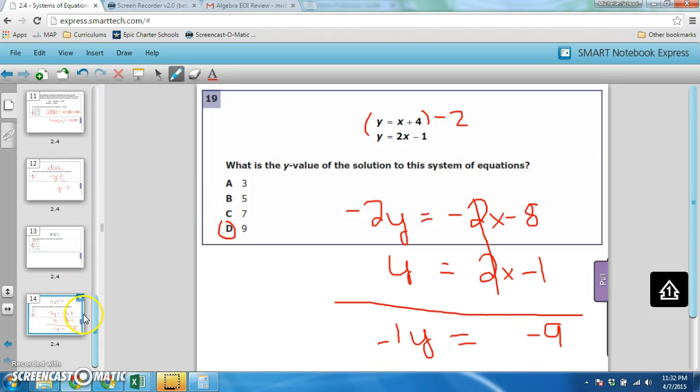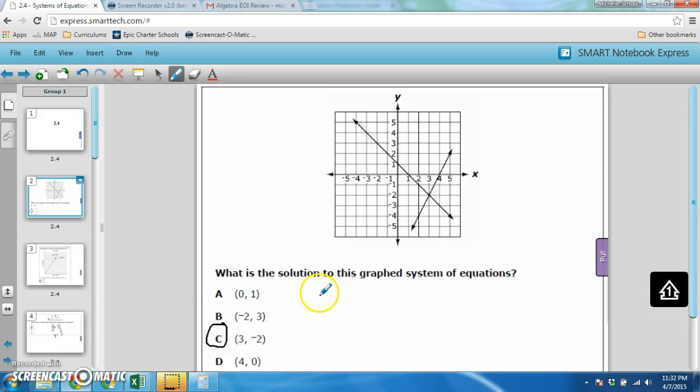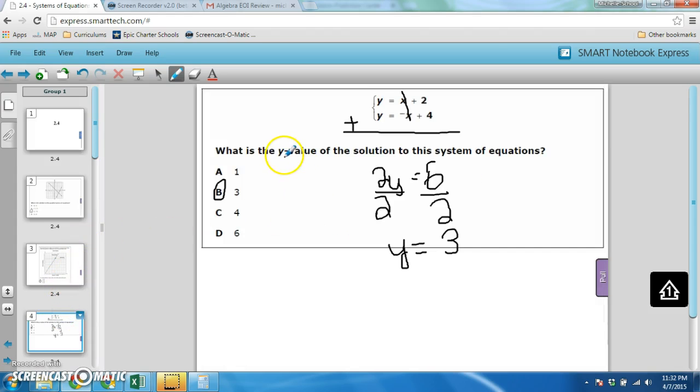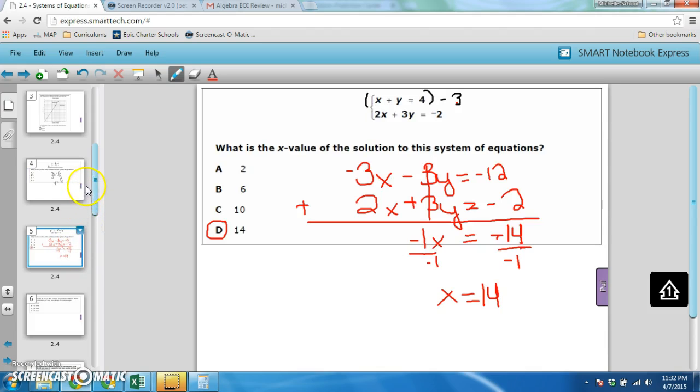Okay, so your biggest takeaway from systems of equations needs to be, if they give you a graph, the solution is where the points cross. If they ask you for y, get rid of x. If they ask you for x, then get rid of y. Make sure when you're manipulating equations, you are going to multiply by everything inside the parentheses. So this negative 3 didn't just go to the y, it went to everything.